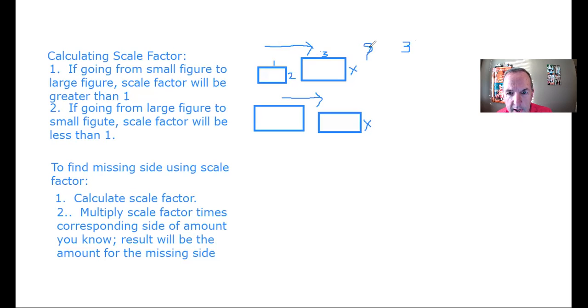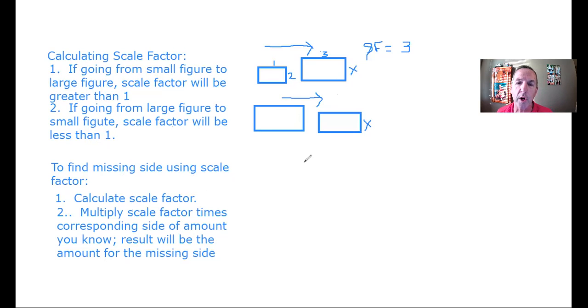Sorry about the drawing right there. Your scale factor equals three. So that's your scale factor. Now, since we now know the scale factor, and always remember that if you're doing a missing side, let's just go ahead and talk about this down here. To find a missing side using that scale factor, calculate the scale factor, which we just did for this first set, multiply the scale factor times the corresponding side of the amount you know. That sounds like a mouthful, but I'll walk you through it. The result will be the amount for the missing side.